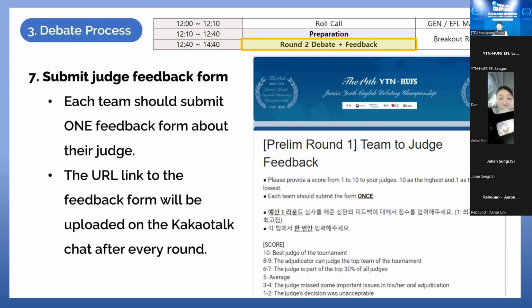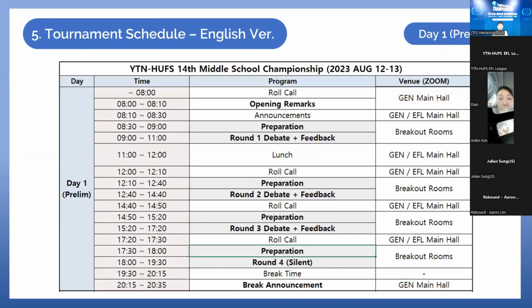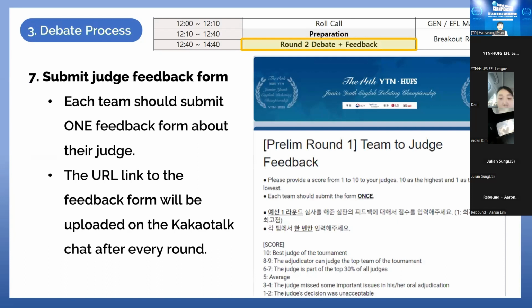The last and the seventh step within each round is to submit the judge feedback form. So after the judge gives you feedback, you need to first submit the judge feedback form where you score how much score the judges should be getting. Each team should submit one feedback form about their judge, and the URL link to the feedback form will be uploaded on the KakaoTalk chat after every round.